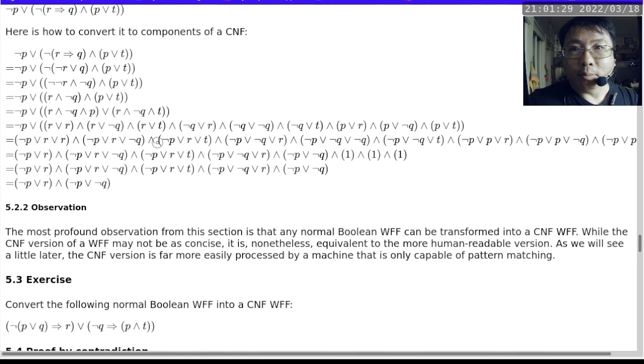All right, so moving on. This is a big huge mess already. The smaller mess is from doing this, and then we have a not p or a bunch of ands, right?